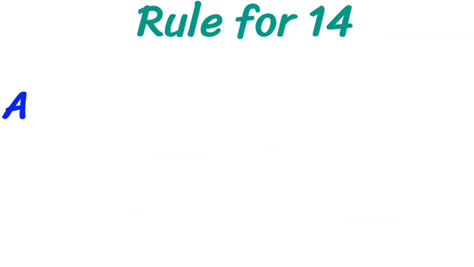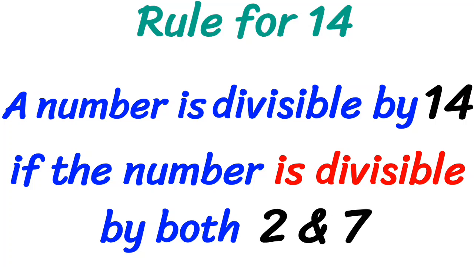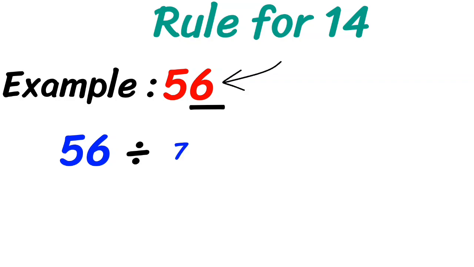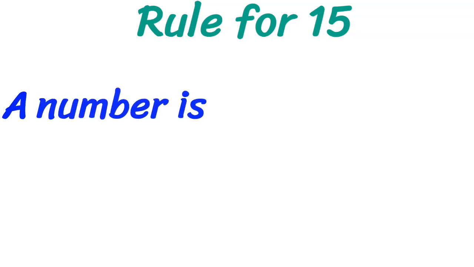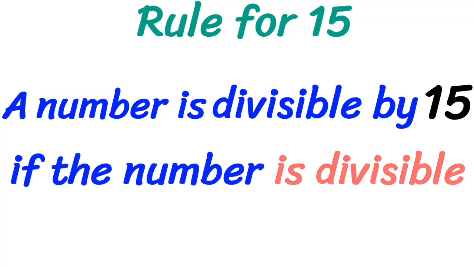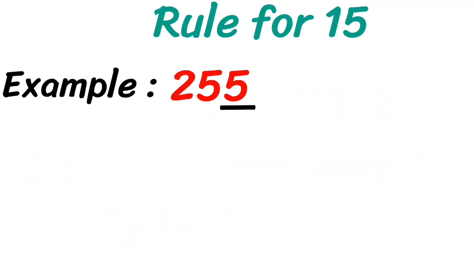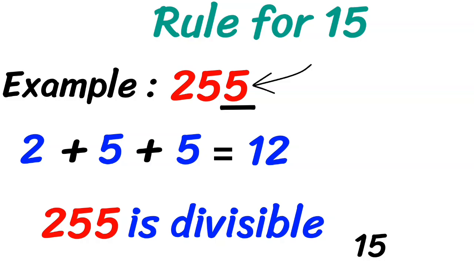Rule for 14. A number is divisible by 14 if the number is divisible by 2 and 7. Example, 56. 56 is even and is also divisible by 7. Therefore, 56 is divisible by 14. Rule for 15. A number is divisible by 15 if the number is divisible by 3 and 5. Example, 255. The last digit is 5, and the sum of the digits is divisible by 3, so it is divisible by 15.